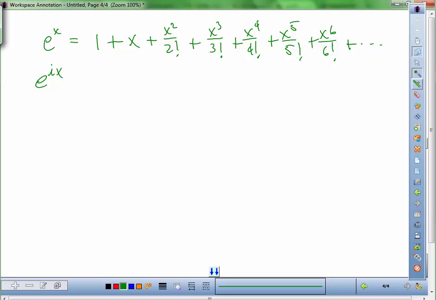Can I erase this one? We'll get to that fun part a little bit later on. This is more like the business part right now. So e to the x squared is really just e to the x, and wherever you see an x, you're going to replace it with an x squared, right? That's all it is.